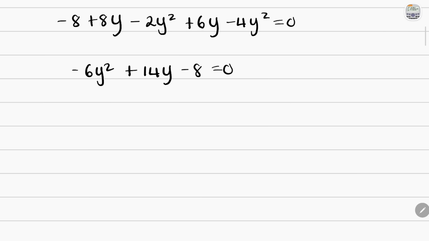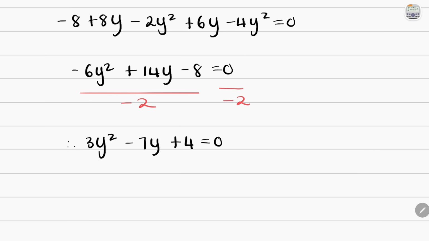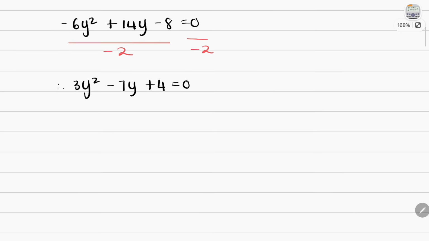Okay, and then do you see that all of these numbers can be divided by 2? Negative 2 specifically, because I want this to be positive so we can factorize. So we can just divide both sides of the equation by negative 2 and we get this. So this is going to be positive 3y squared, negative 7y, and then positive 4 is equal to 0. And now we can factorize.